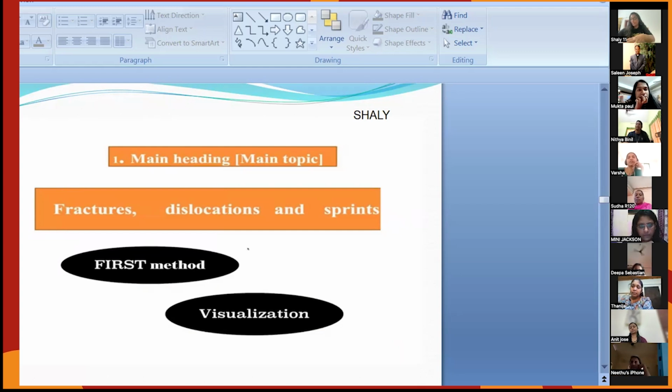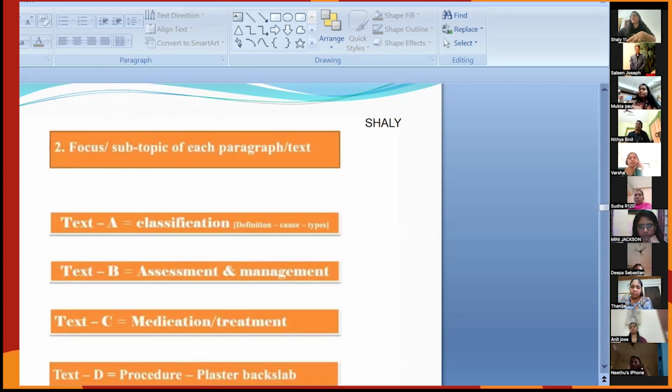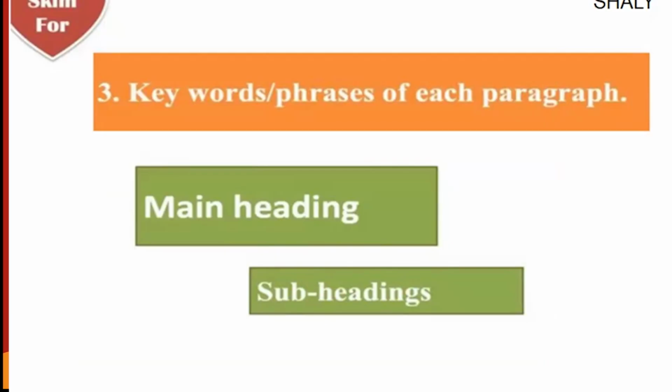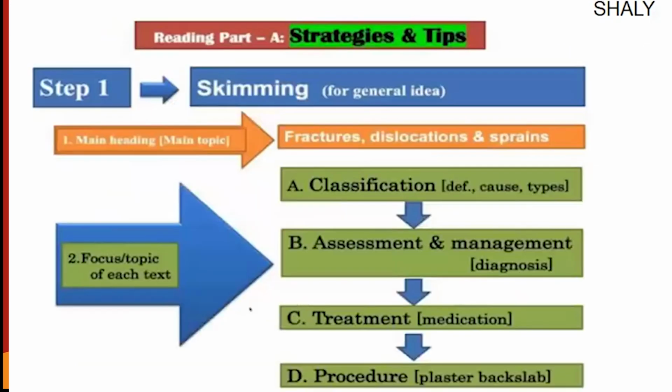Find out the keywords in each question. Then focus on the subtopic of each paragraph or text. Text A: classification, definition, causes, types. Text B: assessment and management. Text C: medication, treatment. Text D: procedure, plaster, backslab. And next, keywords or phrases of each paragraph, main heading, subheadings. In reading part A, there are strategies and tips. Step 1, skimming for general ideas.